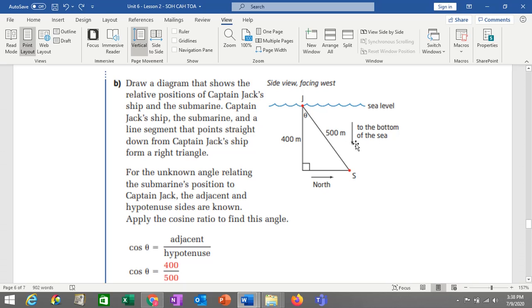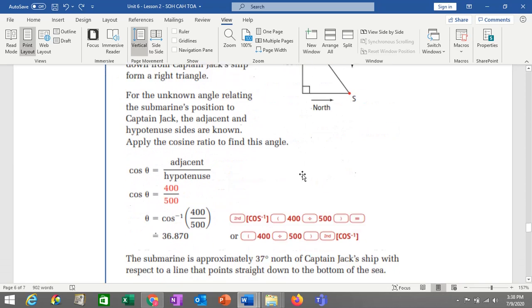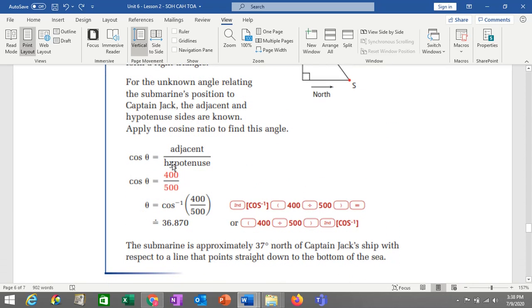Okay, so simple trig problem now. If this is theta, this is your longest side, that's your hypotenuse. This is opposite, this is adjacent. So you're looking at a hypotenuse and an adjacent, so this is a cosine. So cosine theta equals 400 over 500. You want to get rid of this cos, so you use arc cos. And when you do that, you get that the angle there is 36.87 degrees. So the submarine is approximately 37 degrees north of Jack's ship with respect to the line that points down from the bottom of the sea.